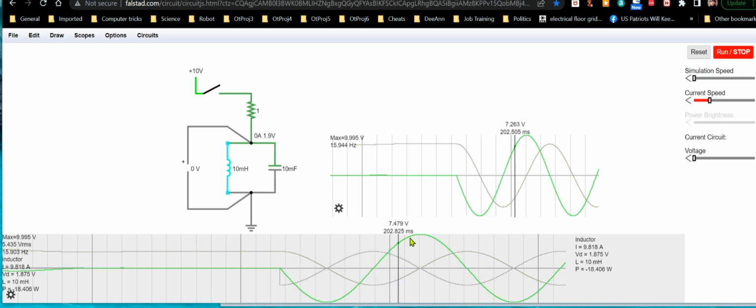So the voltage peaks at 10 volts. Okay, that's what we got applied. And the current peaks at plus and minus 10 amps. But the current in the capacitor versus the current in the inductor are 180 degrees out of phase with each other, and they're 90 degrees out of phase with the voltage. So basically the current leads the voltage in a capacitor, and it lags the voltage in an inductor. So that's why you have the waveforms that you see.